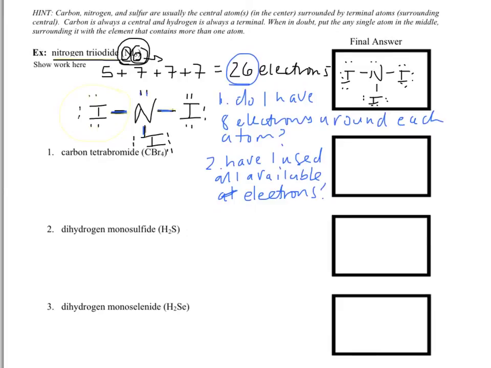So the first step is always, and this is the biggest thing that people forget to do, or they purposely skip it because they think they can, and you can't. You got to count up how many electrons you have to work with. So, right over here for space.